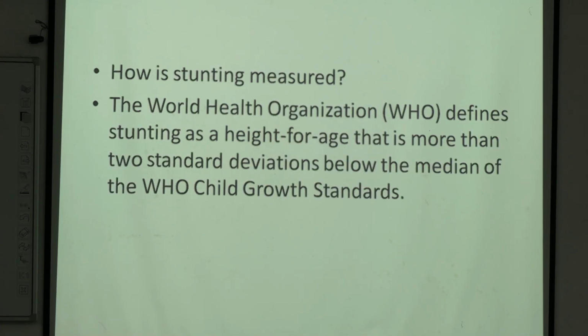The WHO defines stunting as a height for age that is more than 2 standard deviations below the median of the WHO child growth standards. So up to 2 standard deviations is acceptable. Obviously, an American child and an African child, or an Indian child, the growth may not be the same. Beyond that, we consider it as stunting. Stunting means the child is of short height.